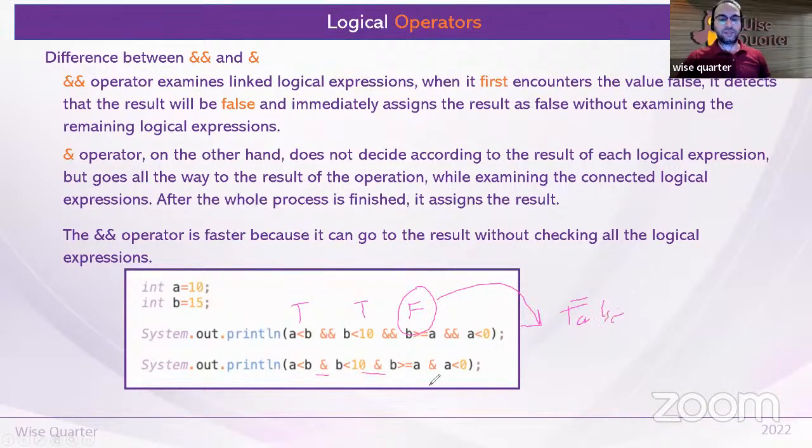But when we use the single and operator, it will check all the statements. As you can see, the second one is false. Even though the result is clear here, it will be false, but the single and operator checks all of them. Until it checks all of them, it does not go to the result. So the first one can find the result at the second step, but the single one cannot find the result unless it checks all the statements. That's the main difference between them.